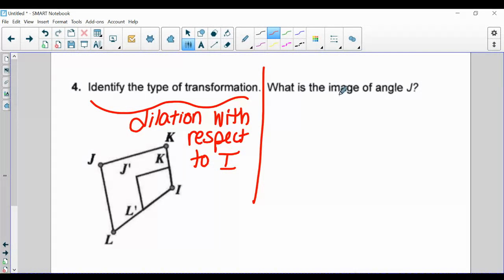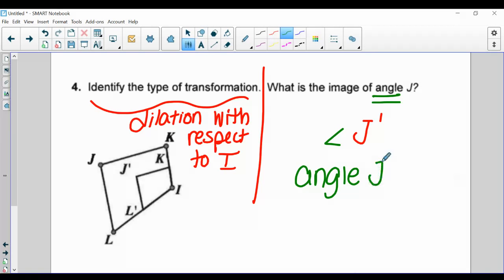Second part of this question, what is the image of angle J? If I just wrote J prime, that would be incorrect because J prime is just a point. Notice what word they put here. They wrote angle, so you must put an angle symbol, or you must write the word angle and then J prime. So J prime alone would not work as a correct response. Make sure the symbol or the word is there.